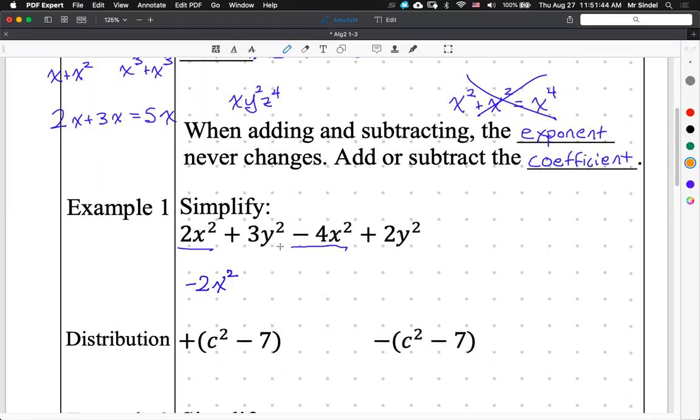Then you add the y's variable, so it's 5y to the power 2. There it is, and then we're done. Box it. Thank you, Sergio.